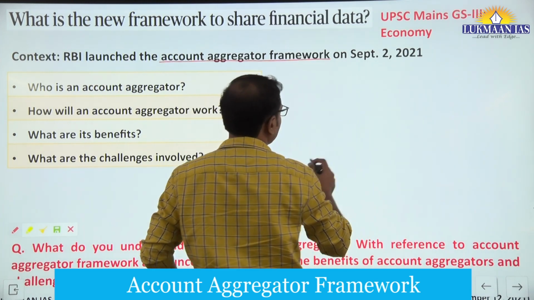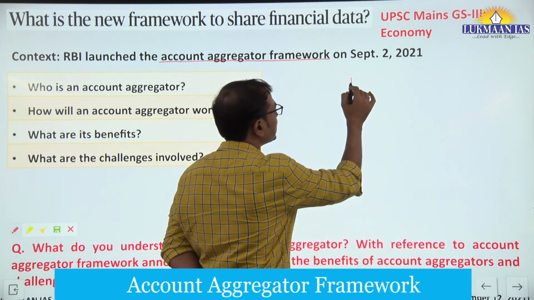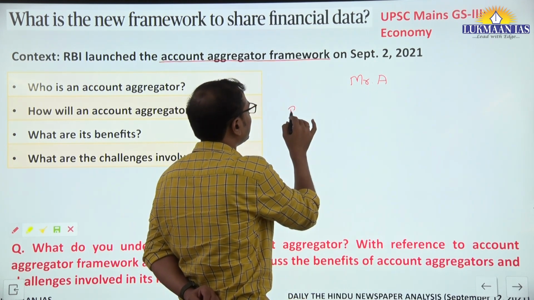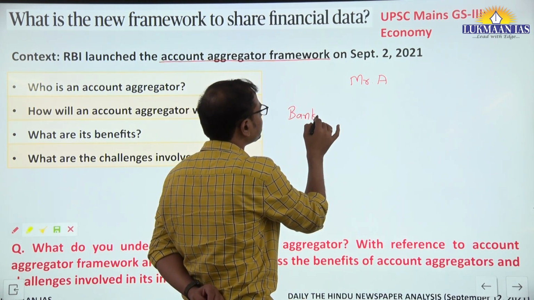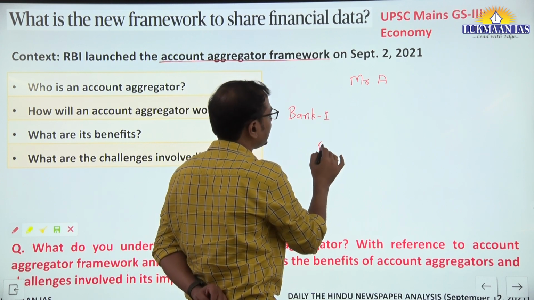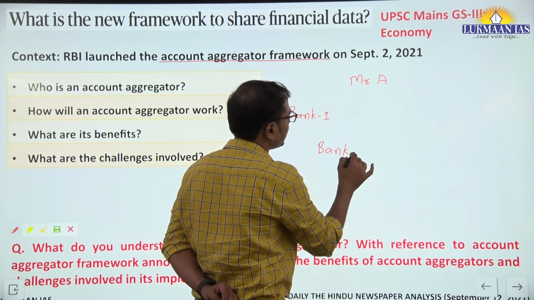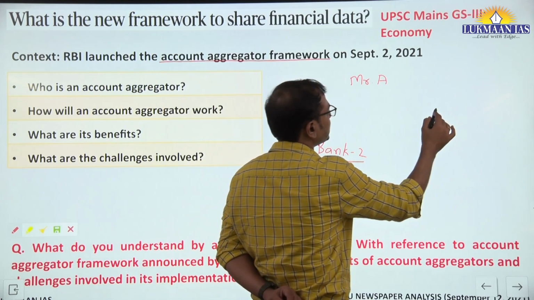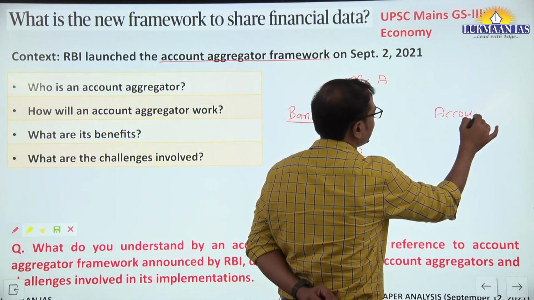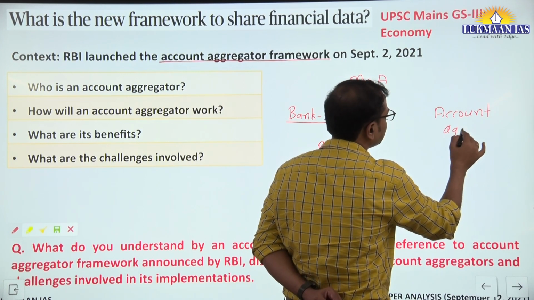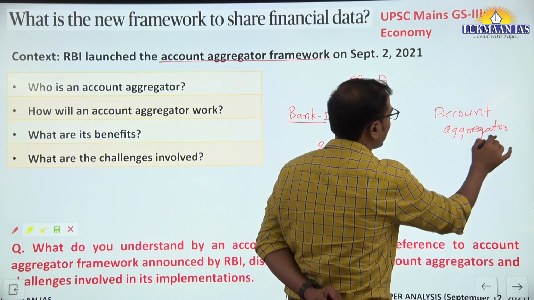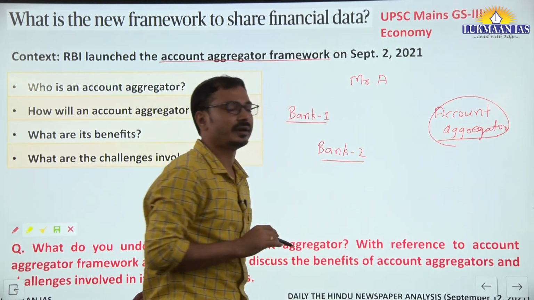Okay, so let me give you an example. Let us suppose this is Mr. A, and Mr. A is having accounts in different banks, suppose 2 banks. And there is one financial entity that will be called an account aggregator, which will receive a license from RBI to be called an account aggregator.